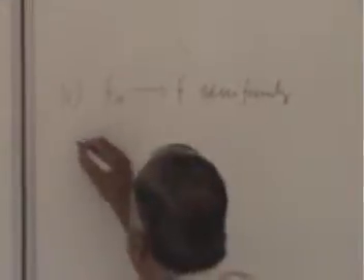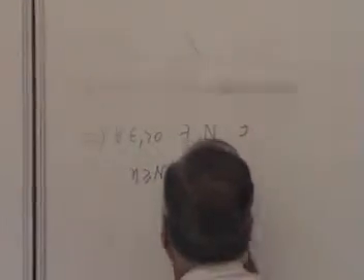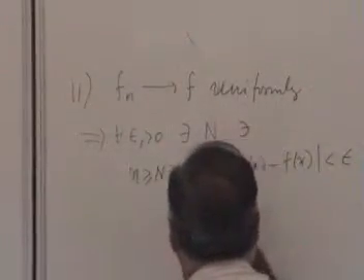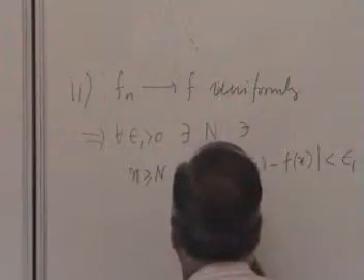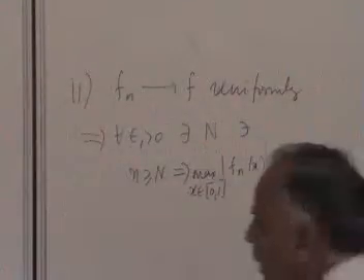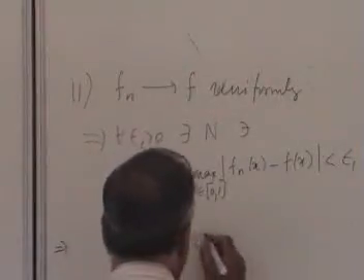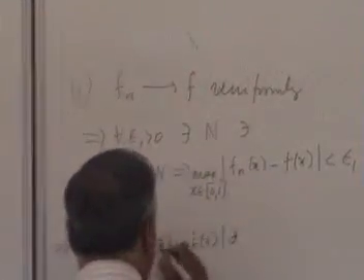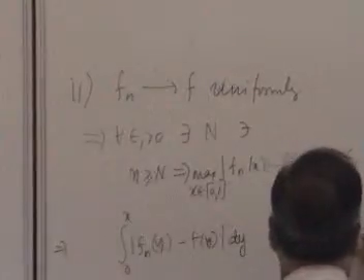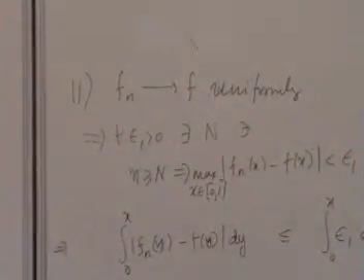What does that say? This implies, for every epsilon 1 greater than 0, there exists an N such that n greater than or equal to N implies mod Fn(x) minus F(x) is less than epsilon 1, the maximum over x, because of the uniform convergence. And therefore, the integral of mod Fn(y) minus F(y) dy from 0 to x will be less than or equal to the integral from 0 to x of epsilon 1, because this curve lies above that curve. The area below this will certainly be less than the area below that.